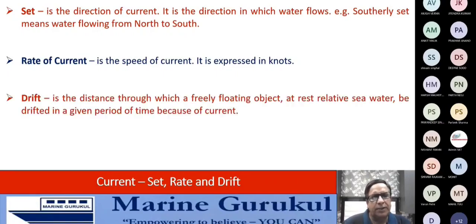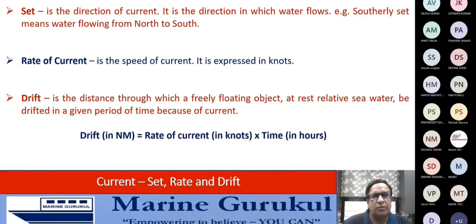The drift of the current is the distance through which a freely floating object at rest relative to sea water would be drifted in a given period of time because of the current. Obviously, the drift in a certain period shall be equal to the rate of the current in knots multiplied by time in hours, and what we get as drift shall be in nautical miles.